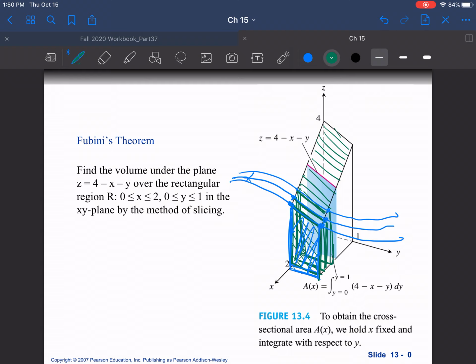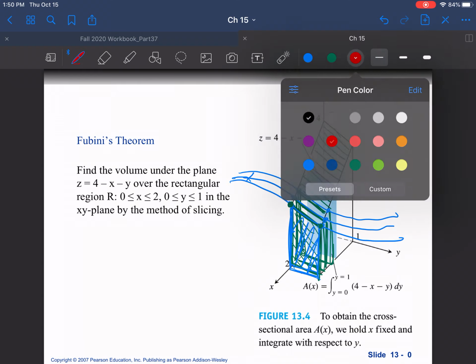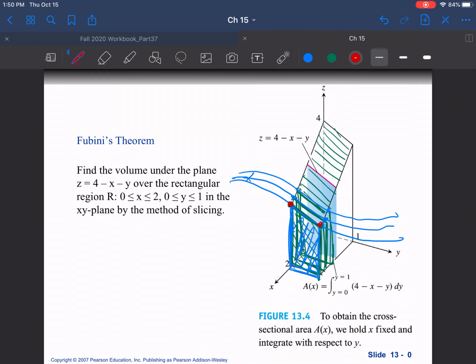There to there, there to there. So I'm starting here and integrating to there. Starting here and integrating to here, and so I'm getting that area, and then I'm starting here and integrating to here. And so you're just going through and adding up these slices.